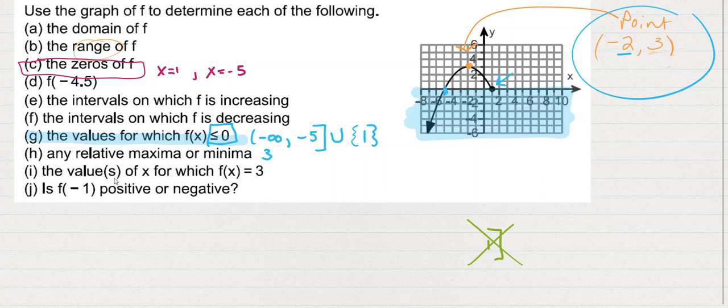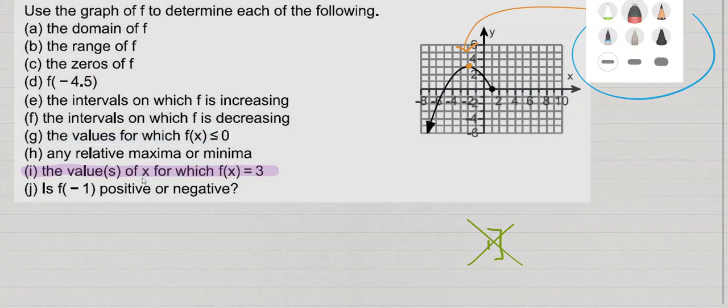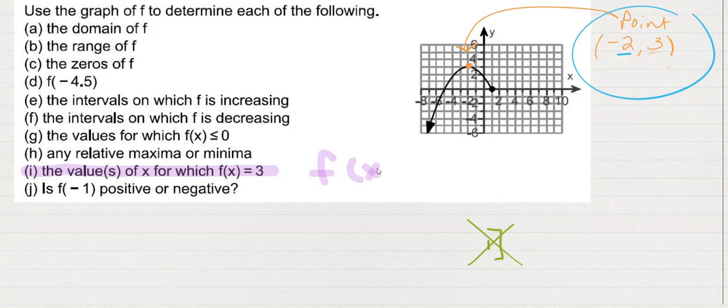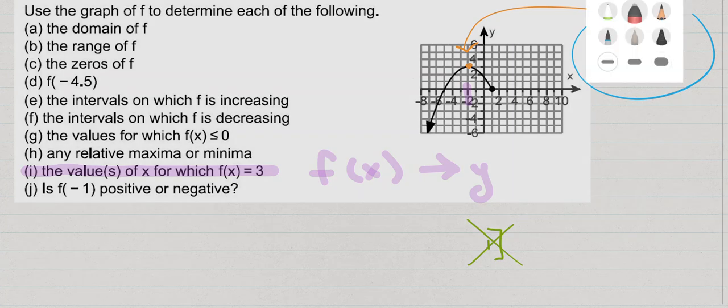The values of x for which f of x equals 3. When does y equal 3? Remember, you could think of f of x as being the y. So when is y equal to 3? Y is equal to 3 when x is equal to negative 2. So the value for x for which the value of the function is 3 would be x equals negative 2.